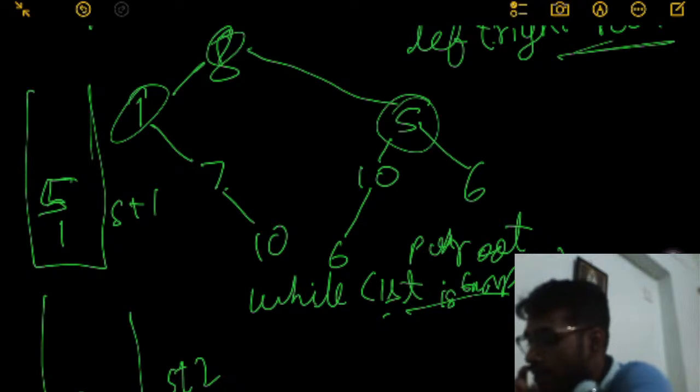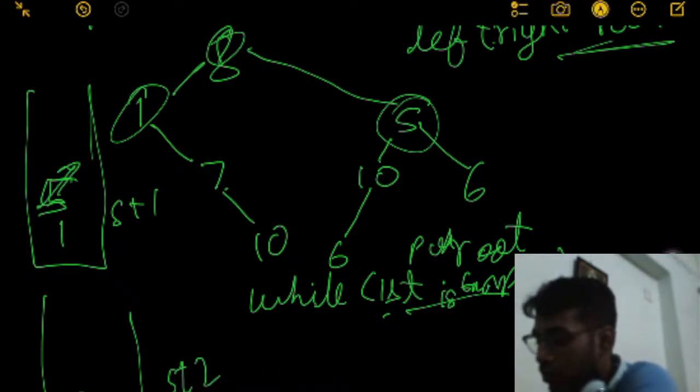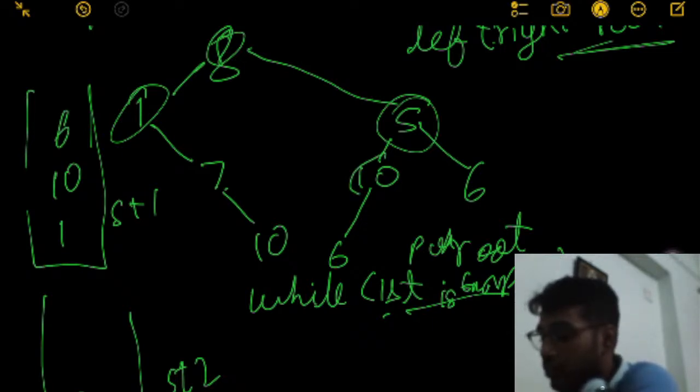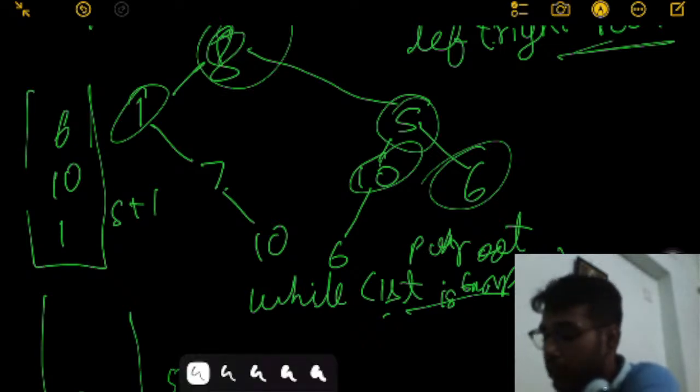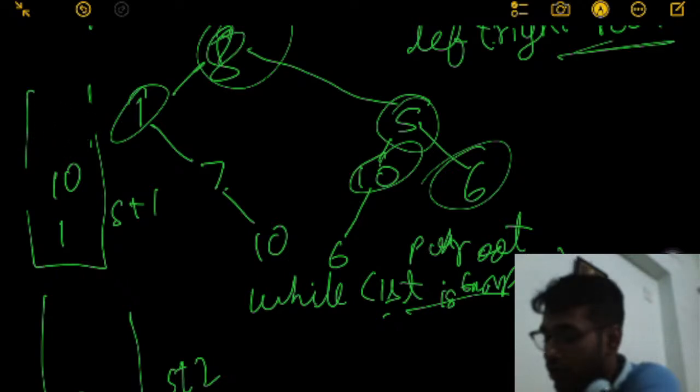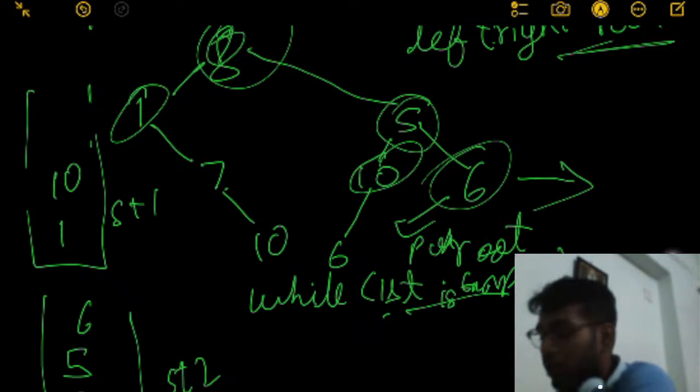Now again this 5 will get popped. 5 gets popped, and the left of 5 gets added, then the right of 5 gets added. So these two elements have been added. Now 6 gets popped. 5 is then added to the stack 2, and 6 gets popped. Then its left and right are added. So there's nothing. So that's null.